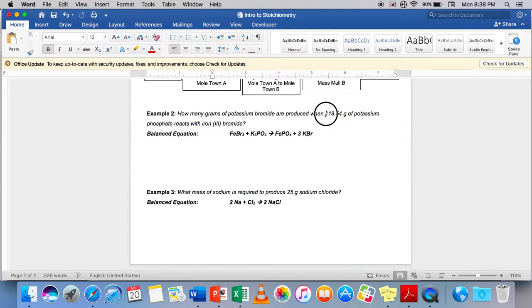So in this case, we're given 118.54 grams of potassium phosphate, and I'm going to highlight it green. Now, potassium phosphate is K3PO4. So I'm also going to highlight that, make sure I get all the subscripts. So you have to know your naming. You have to be able to identify which substance you are starting with.